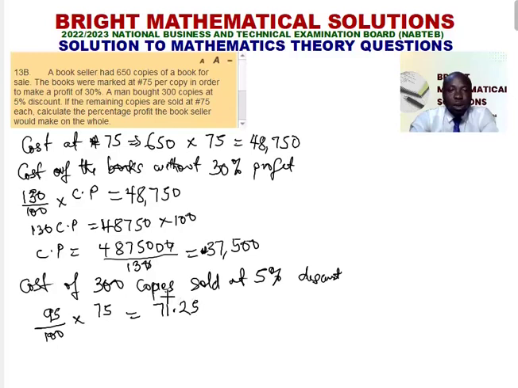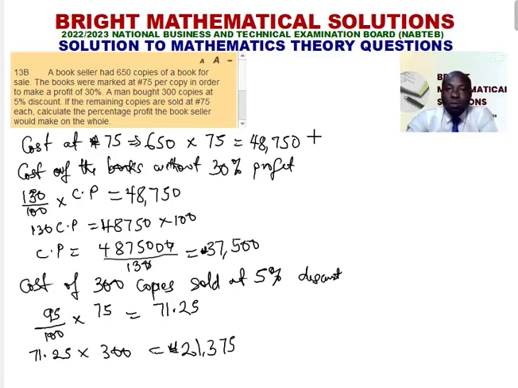So this is the price of one copy. So that will now become 71.25 multiplied by 300. This gives us 21,375. So 300 copies were sold for 21,375 naira at 71 naira 25 kobo, which is the 5% discount.